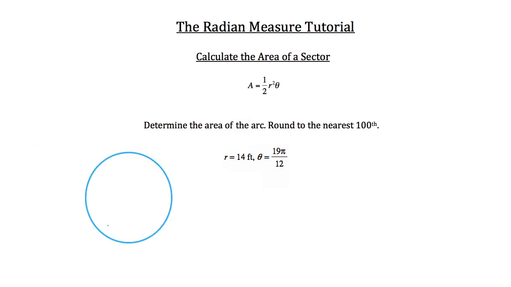So let's imagine that this is our circle, and we're given a radius of 14 feet and a theta, so an angle measure of 19 pi over 12. And if you work that out, that's roughly 3/4 of the circle. So I'll draw another angle down here. And what we're doing is calculating the area of this sector right here, because our angle measure, theta, is 19 pi over 12.